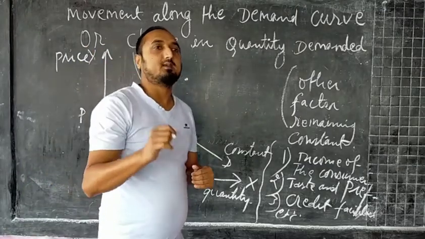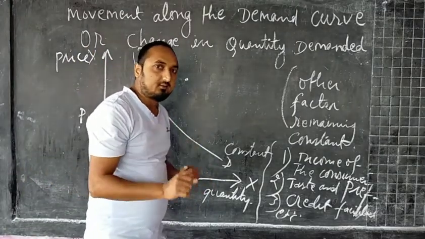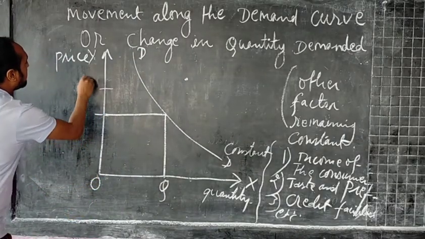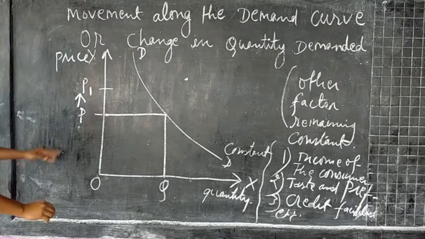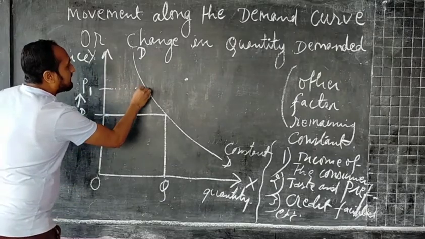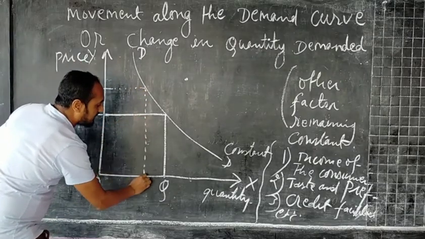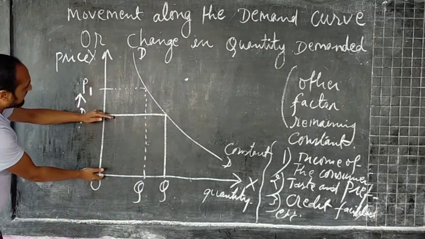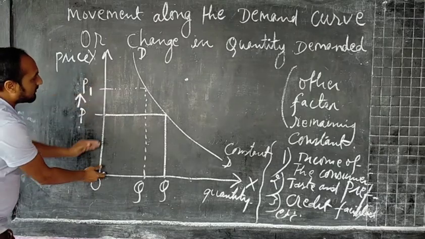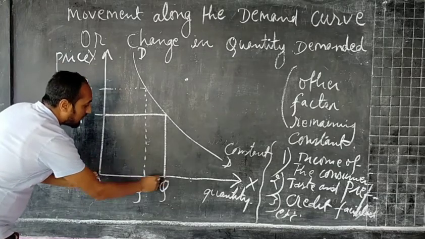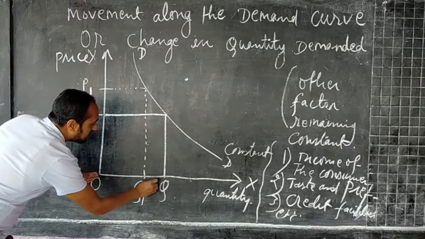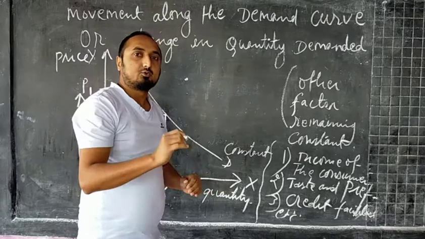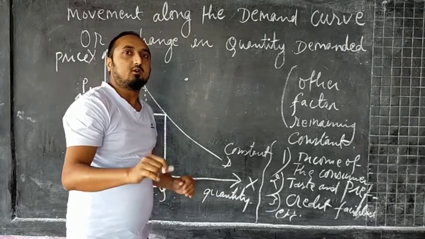Now if the price of a commodity increases from OP to, suppose, OP1, that is a rise in price. What will happen to the quantity demanded? We can see that due to the rise in price from OP to OP1, there will be a decrease in quantity demanded from OQ to OQ1. So the quantity demanded of the commodity decreases due to a rise in its price.